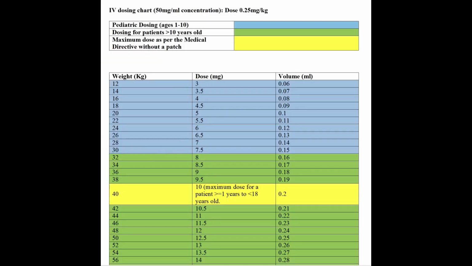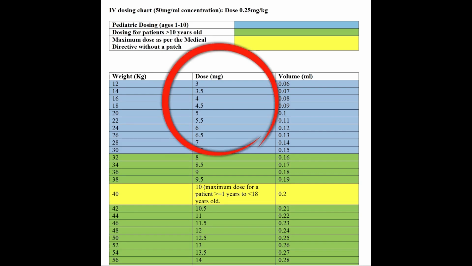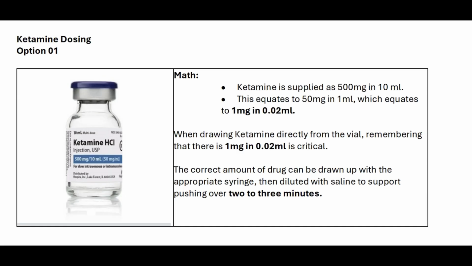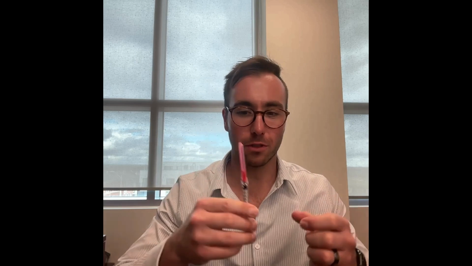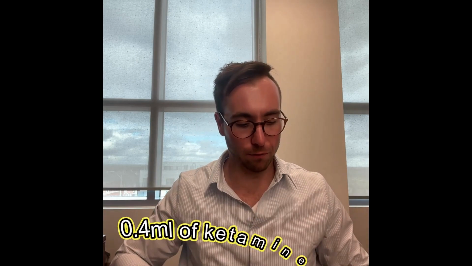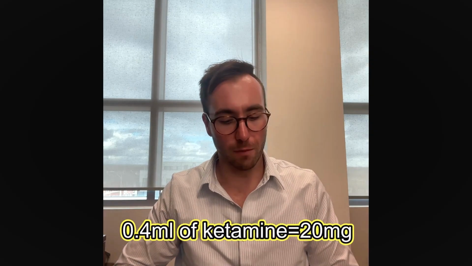This is the patient's weight, this is the volume, this is the milligrams, and below it all, we show you how to draw it up for safe medication practices. There is no ego in medication practices. Always confirm your dose, always draw it up and confirm it multiple times. I personally like the 1 ml syringe. It's a very visual cue to say it's a very small dose. So I draw up 0.4 mils, which is 20 milligrams.